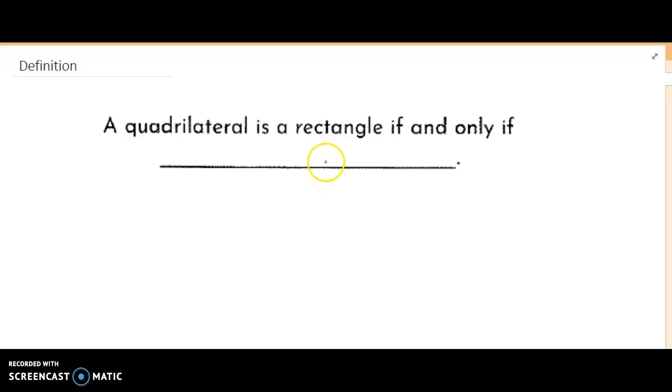All right, so the second shape we're going to talk about in 7.4 is the rectangle. So this will go on your rectangle sheets. By definition, a quadrilateral is a rectangle if and only if it has 4 right angles. So if all 4 of the quadrilateral's angles are right angles, this is considered a rectangle. Okay, so it doesn't matter the lengths of the sides. If it has 4 right angles, it's called a rectangle.